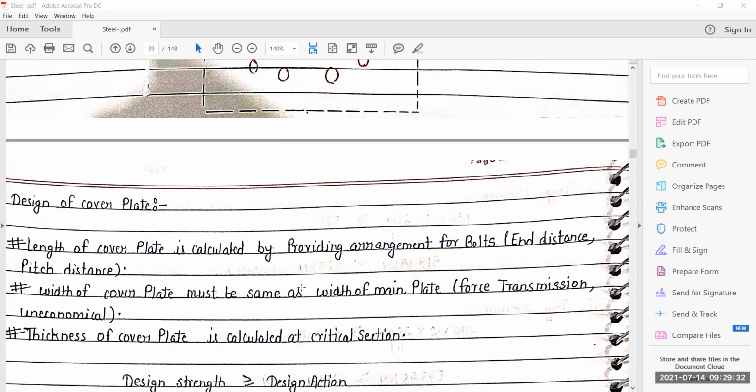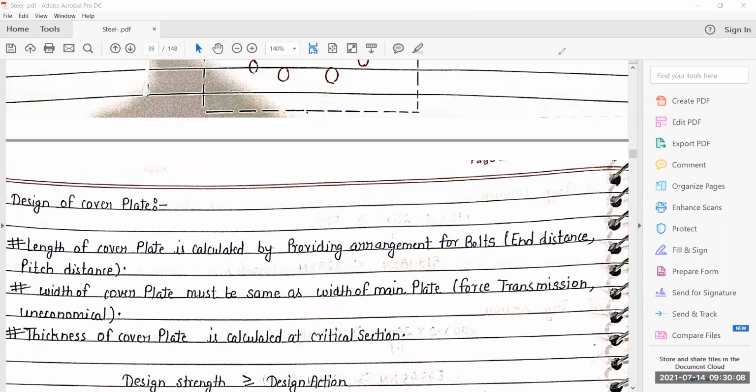The length of the cover plate is calculated by providing the arrangement for bolts, the end distance, and the pitch distance. I already discussed in the bolted connection pitch and end distance. Okay. The pitch distance is the distance between two bolts. Suppose you use 2 bolts. This is the pitch distance. But the end distance of the plate is equal to this.